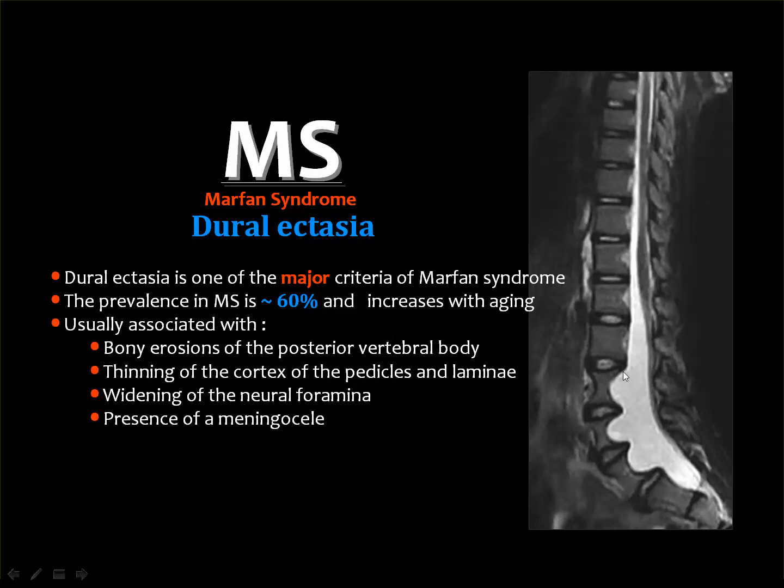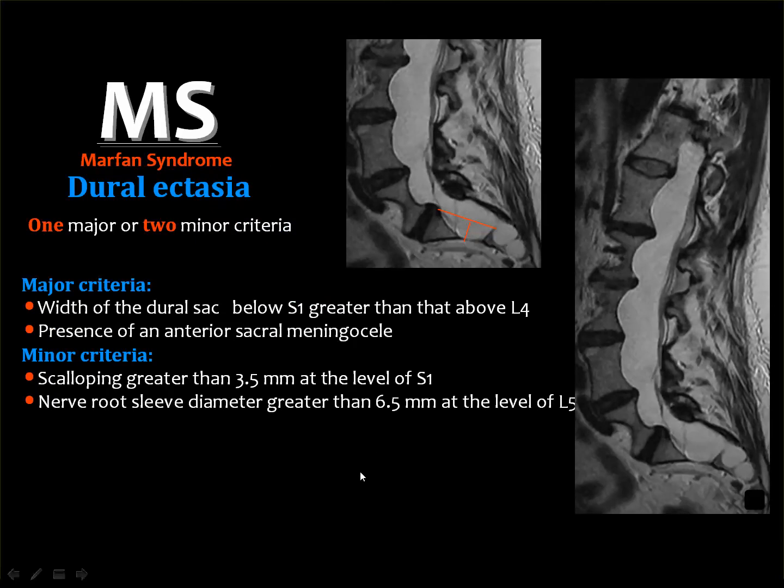Dural ectasia is also a major diagnostic criterion of Marfan syndrome, seen in about 60% of the cases. You got marked dilatation of the thecal sac with scalloping of the vertebral bodies. Then the major criterion here is that the width of the dural sac below S1 is greater than that above L4. This is S1, you measure the width of the dural sac, and you go to L4 and you measure the dural sac, then the dural sac here should be more than this, and this is considered one of the major criteria. Also, if you got an anterior meningocele, this is a major criterion.